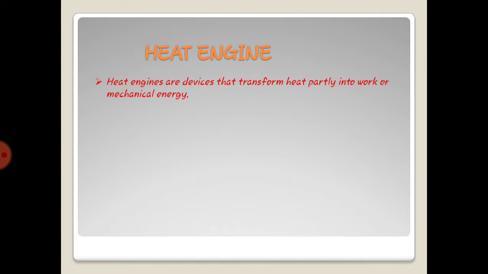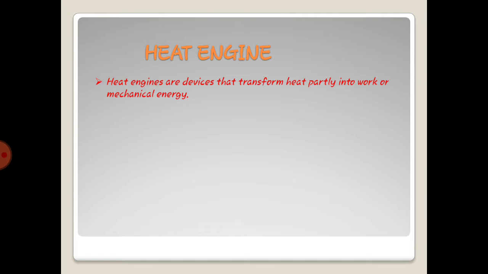So as I told you, a heat engine is a device which converts some heat into work. I said some heat into work, so where does the other heat go? That other heat goes to the exhaust. It goes in the form of exhaust, so it gets lost.